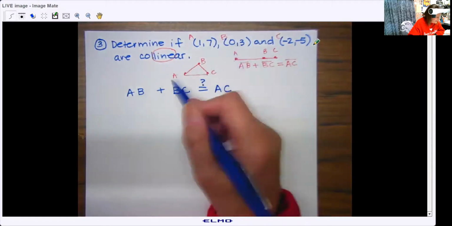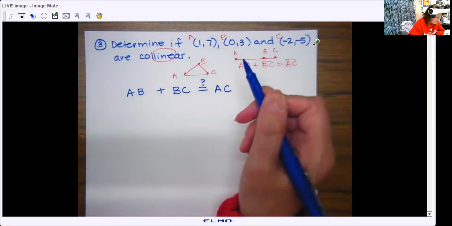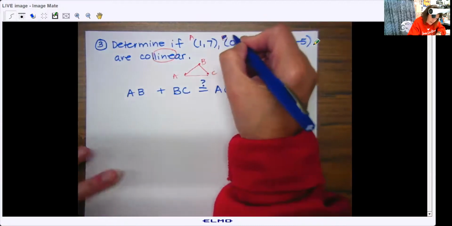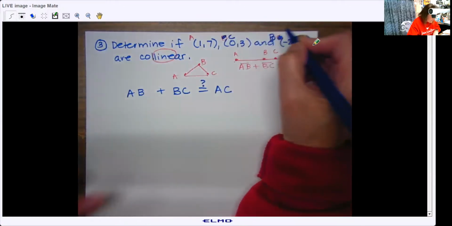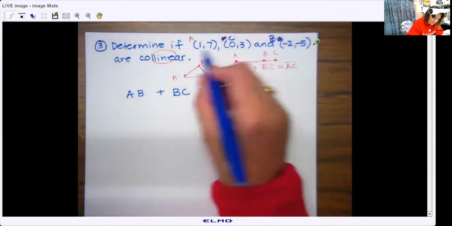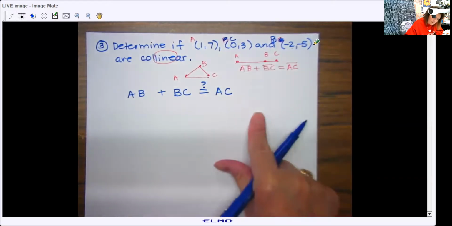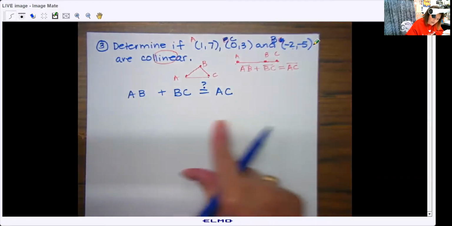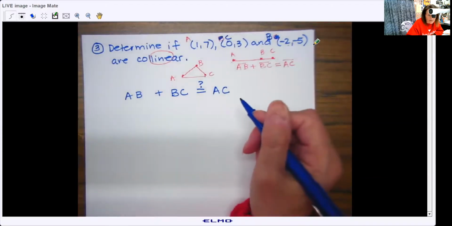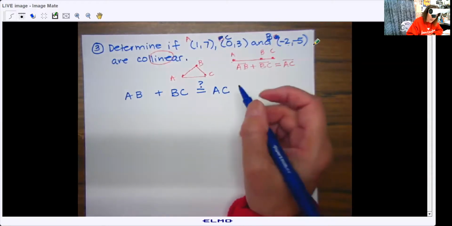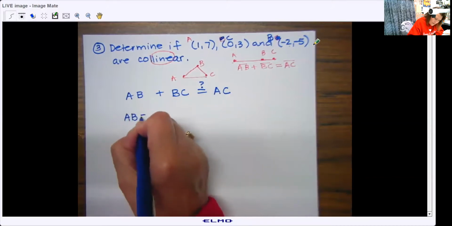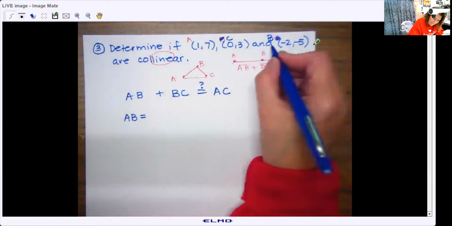Now I say that, I may need to check these points and see if they're in the right order, but let's try them. I think I need to call this one C and this one B for this problem to work. I think the ones furthest apart are those, because if you look at 1, 7, 0, 3, and -2, 5, I think we're going to have to do it this way. Anyway, we'll just look at the distances, find all 3 distances, and look for the longest one. So let's start with the distance AB. Distance from A to B. I called this one B.